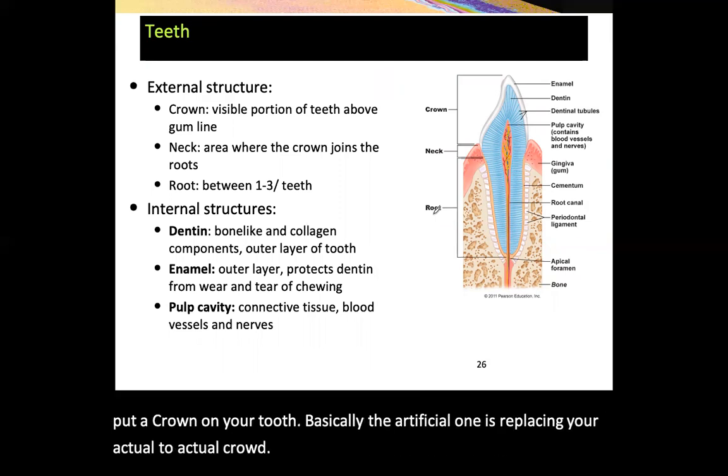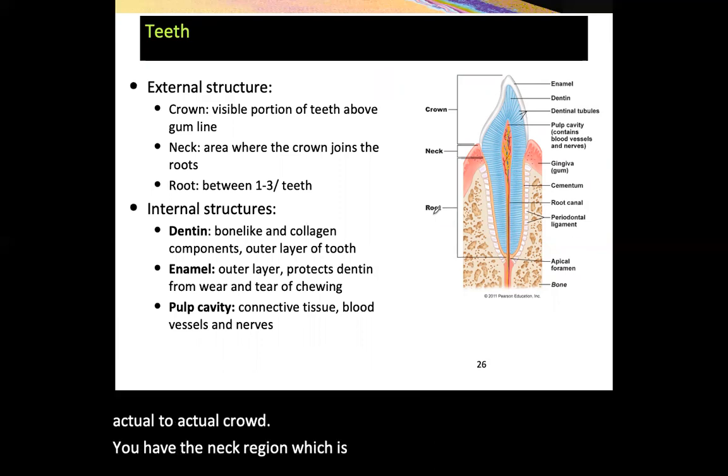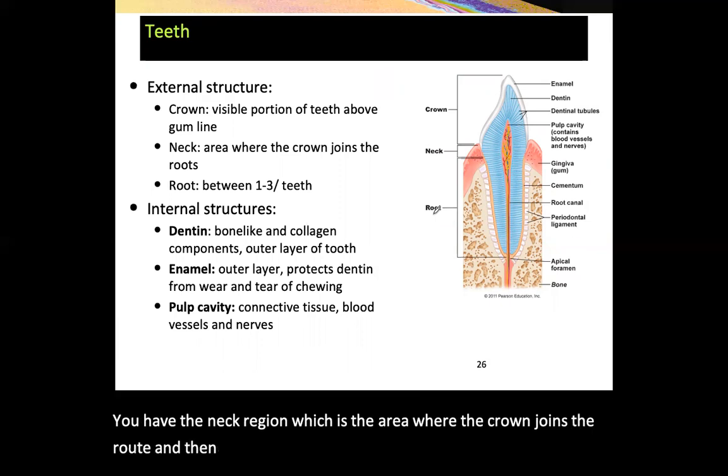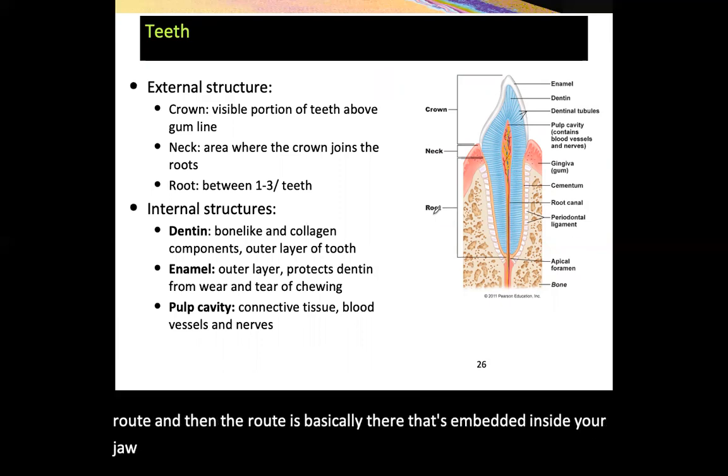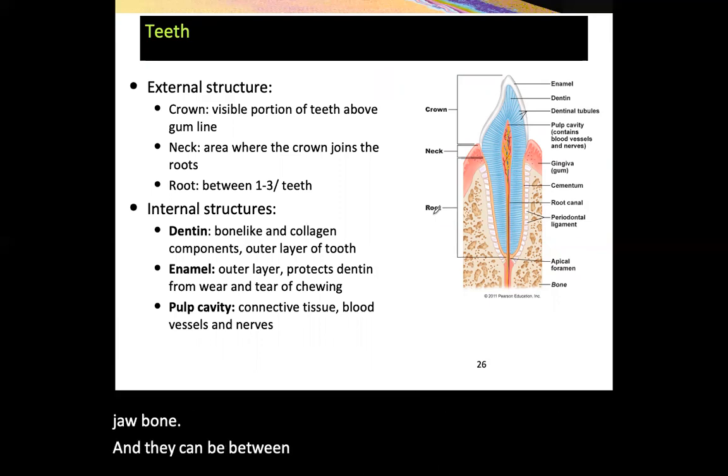You have the neck region, which is the area where the crown joins the root. And then the root is basically the area that's embedded inside your jawbone. And there can be between 1 to 3 roots per tooth.